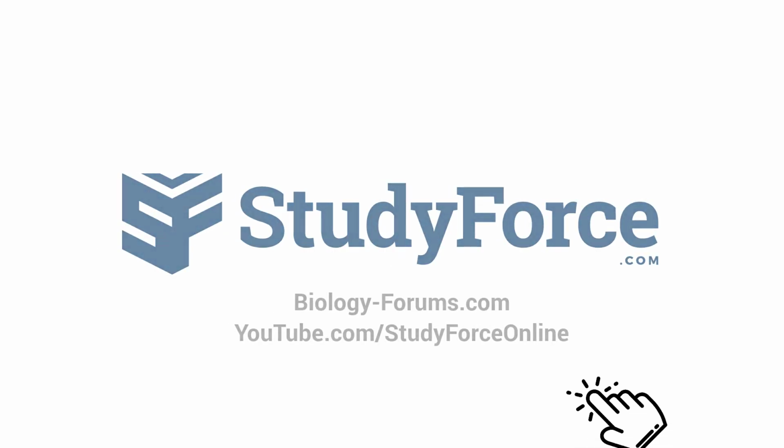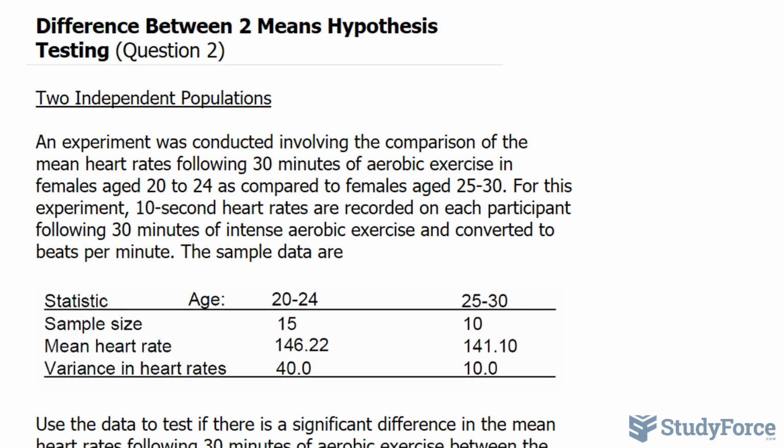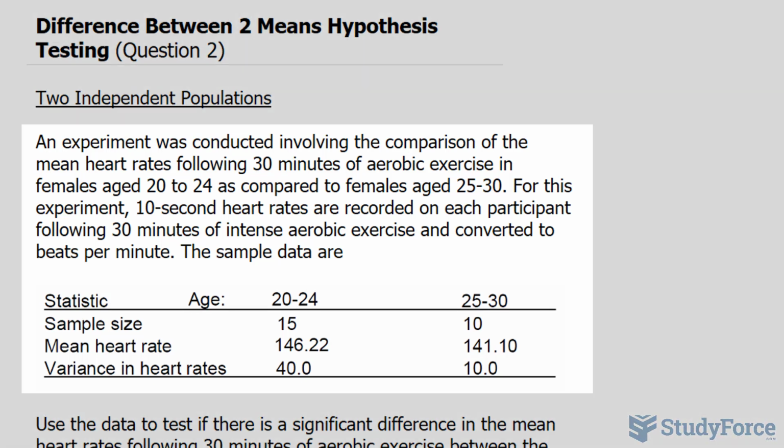In this lesson, we'll learn how to hypothesis test the difference between two means. This is question 2 in this series, and the difference between this question and question number 1 is that in question number 1, the variances were the same. This time the variances are different, and I'll teach you how to approach this sort of problem.